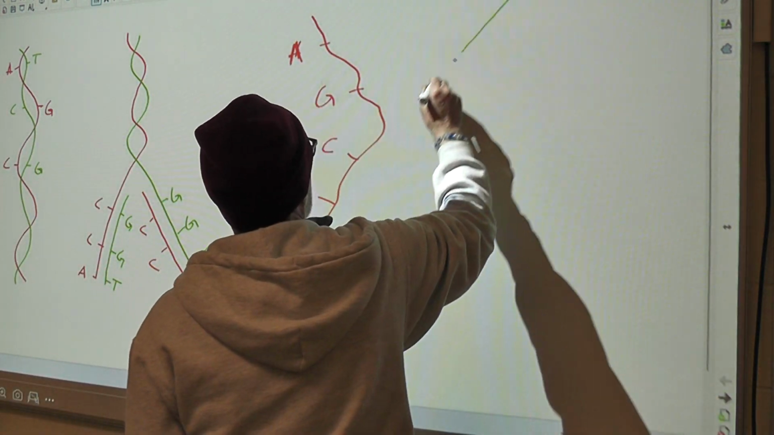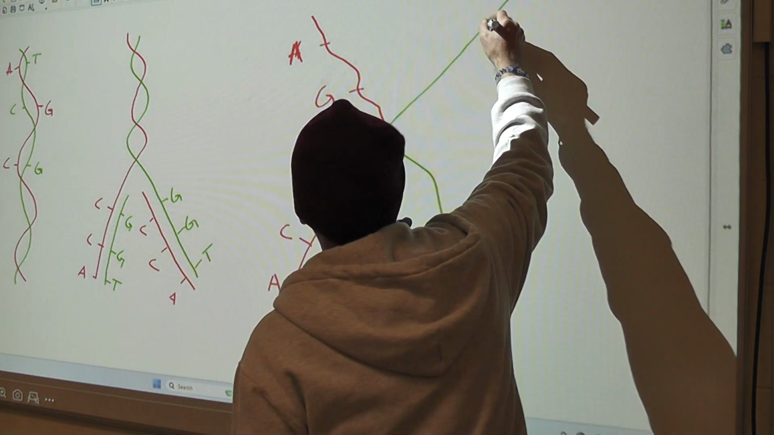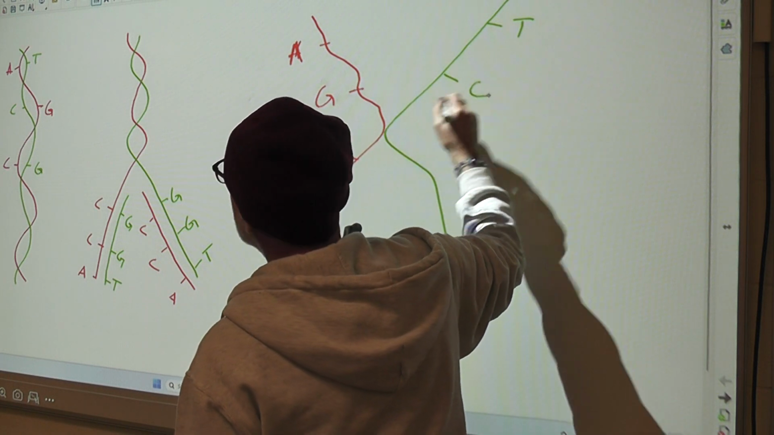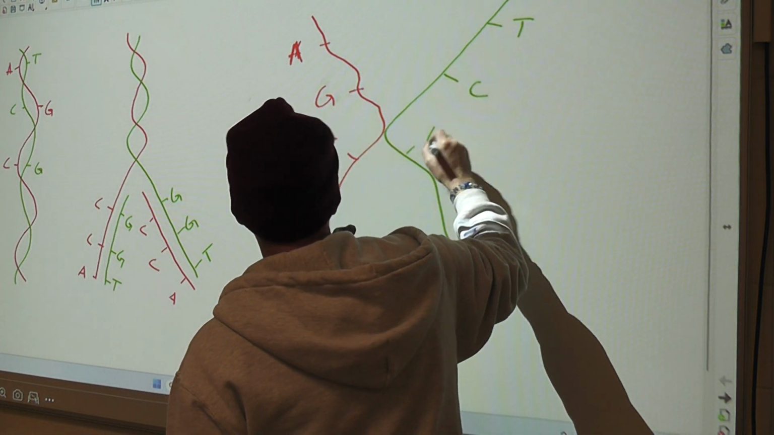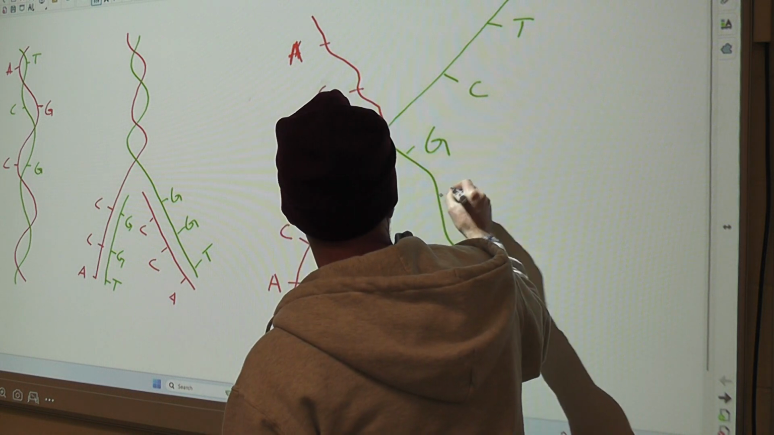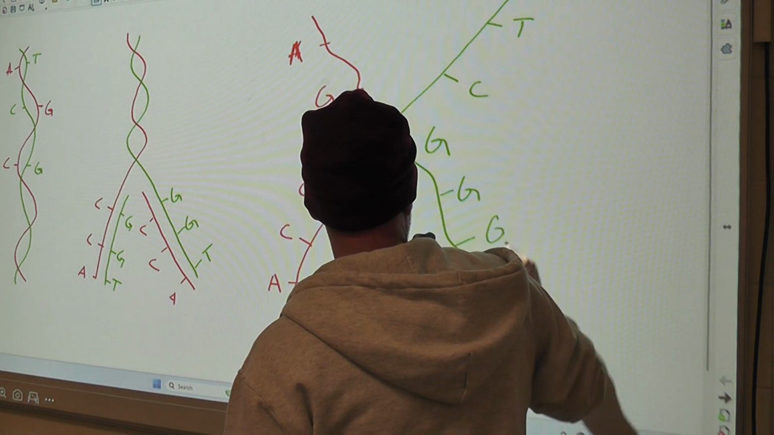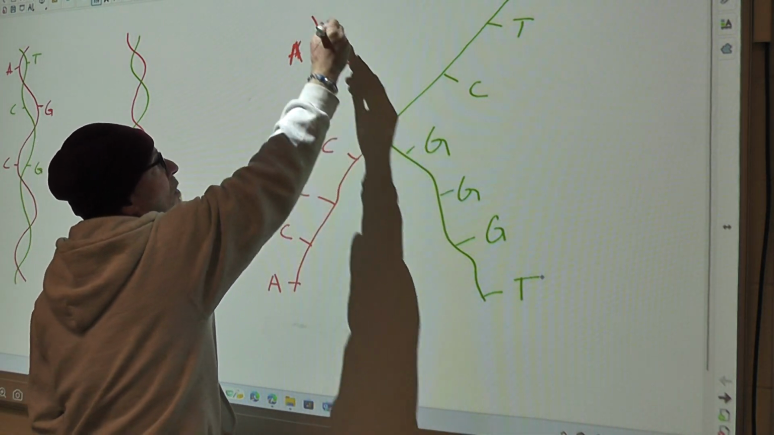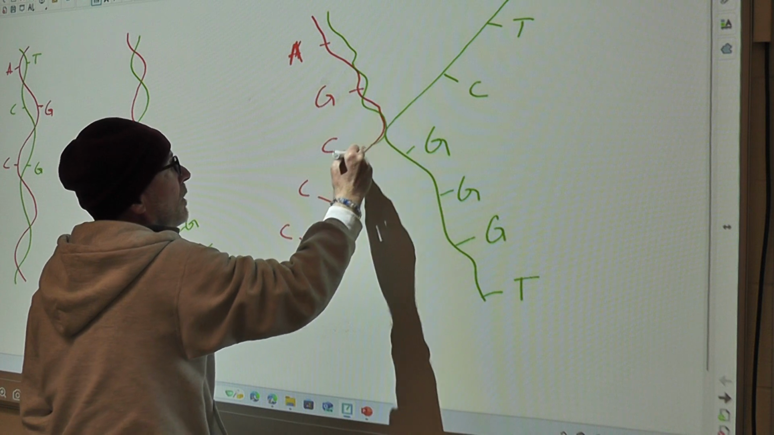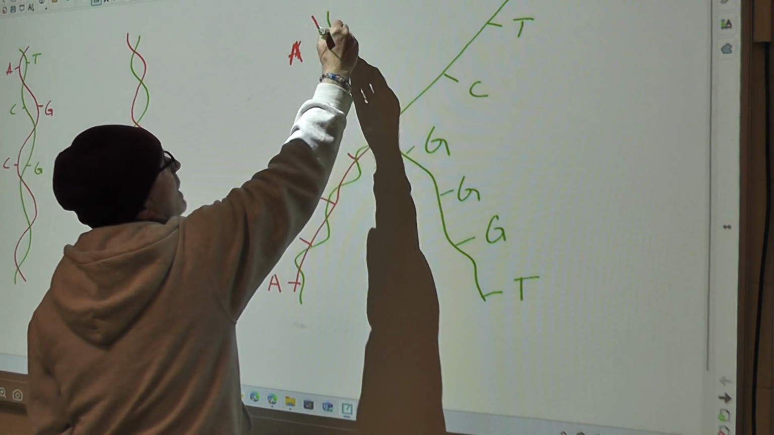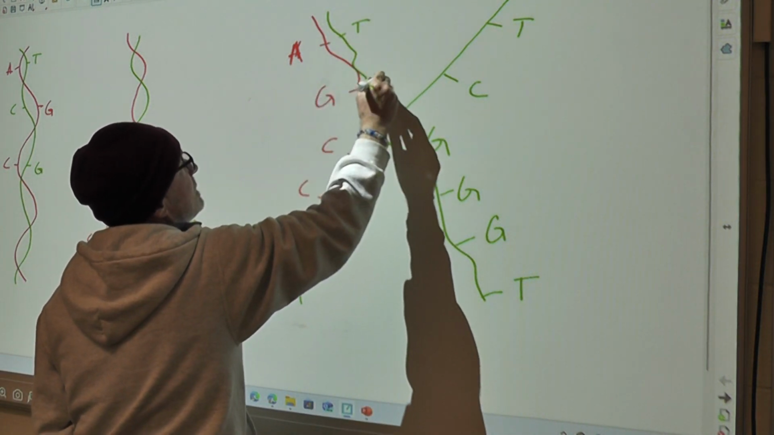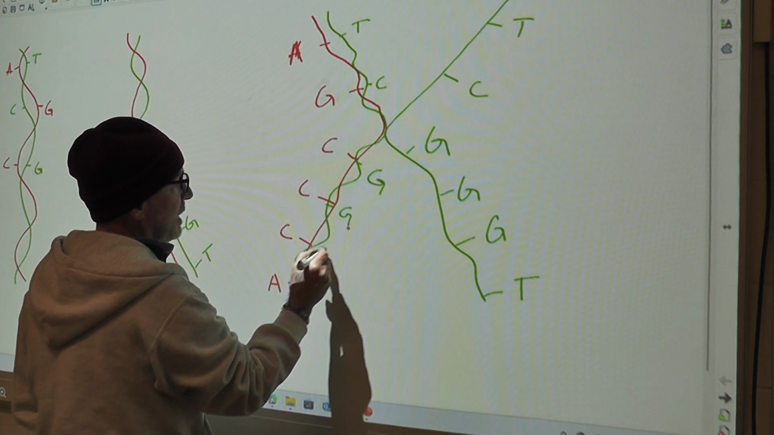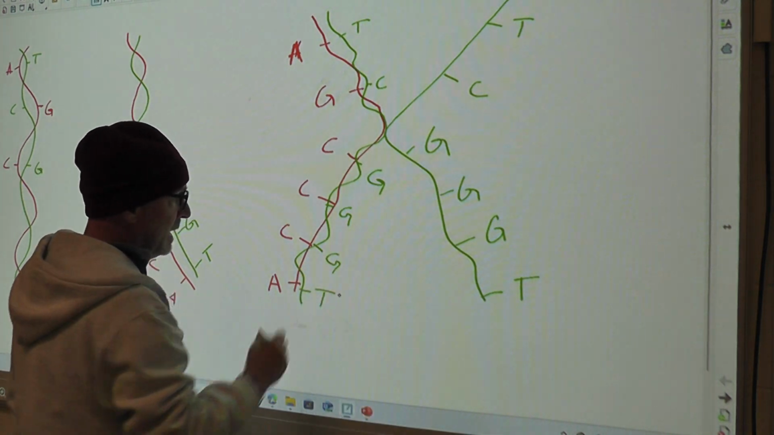Here's our original green strand. It would have a T, a C, and a G, and it would have a G, and a G, and a T. But we also have a new green strand along here, and that one's going to have a T, a C, a G, a G, a G, and a T.